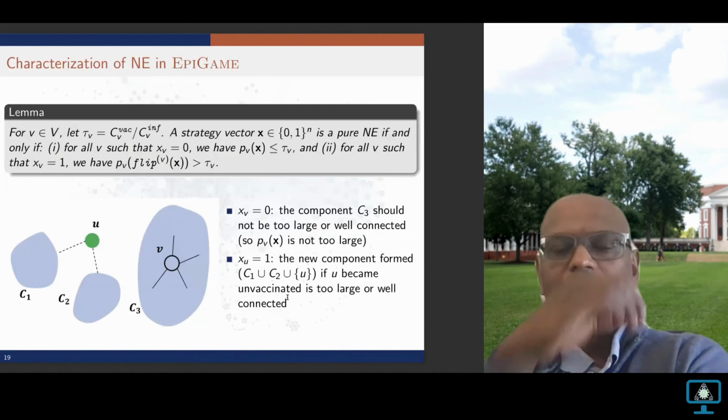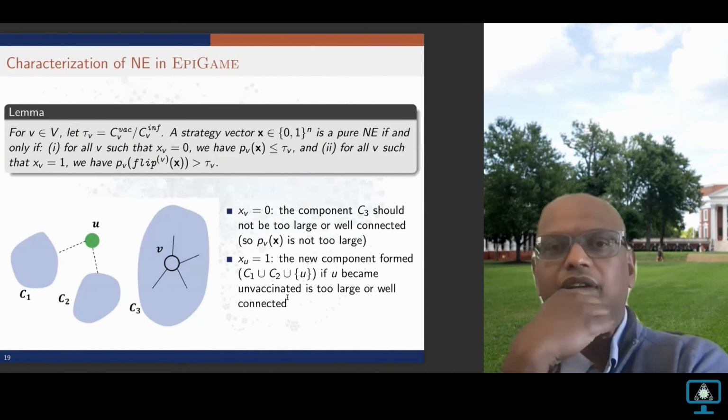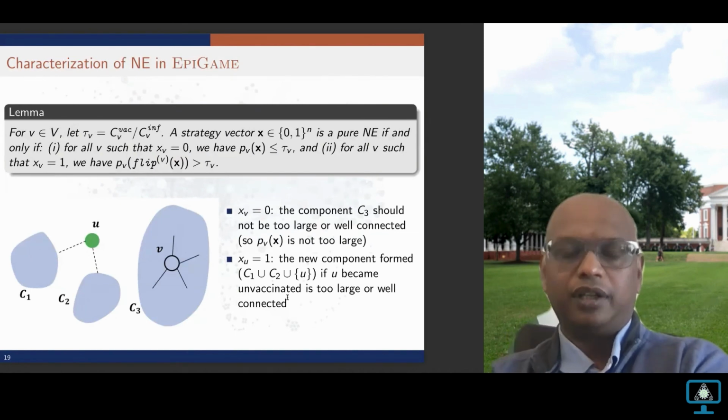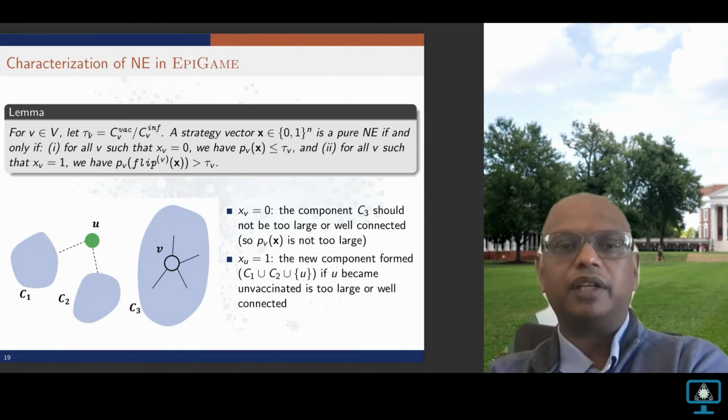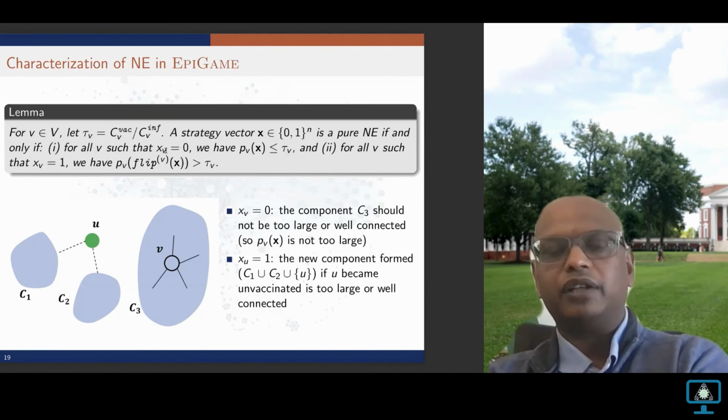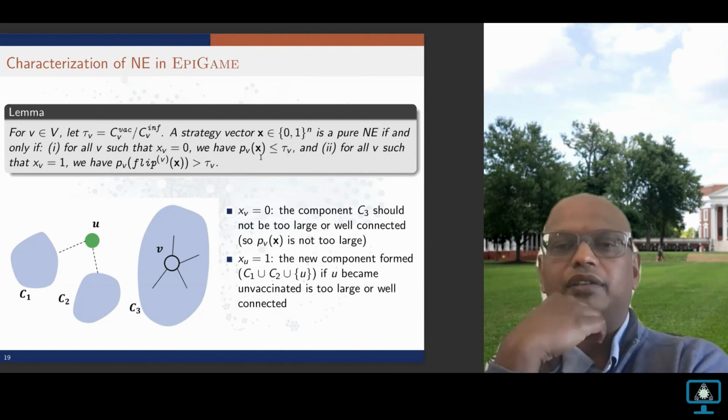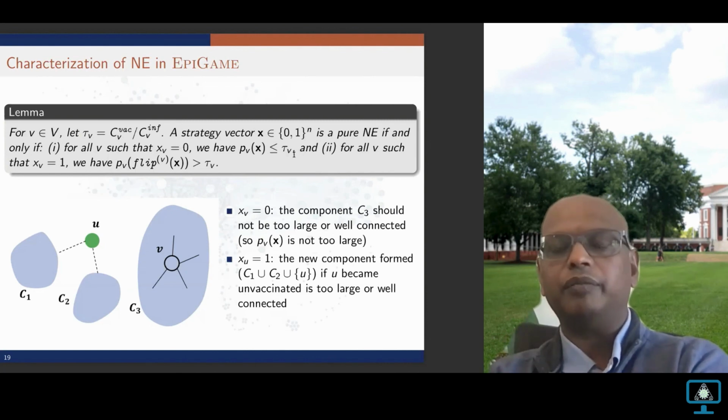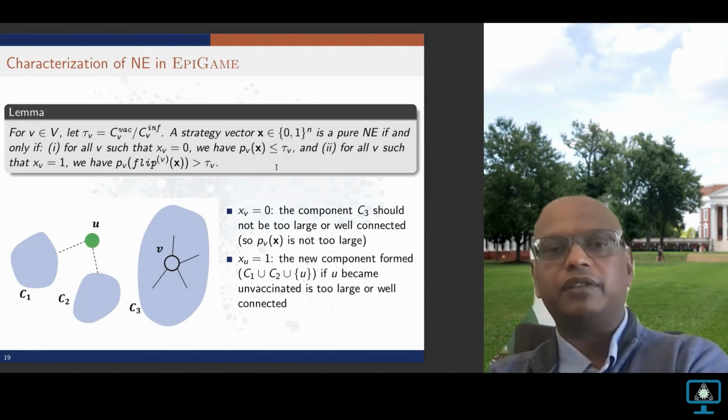Okay, so what's a characterization of Nash in such games? It's actually intuitive and simple. Let tau be this ratio of the vaccination cost to the infection cost. So x is a pure Nash if and only if the following holds. For an unvaccinated node v, so if x_v is 0, the probability of infection is at most this ratio tau_v. And for all vaccinated nodes, if you flip its strategy, the probability becomes larger.